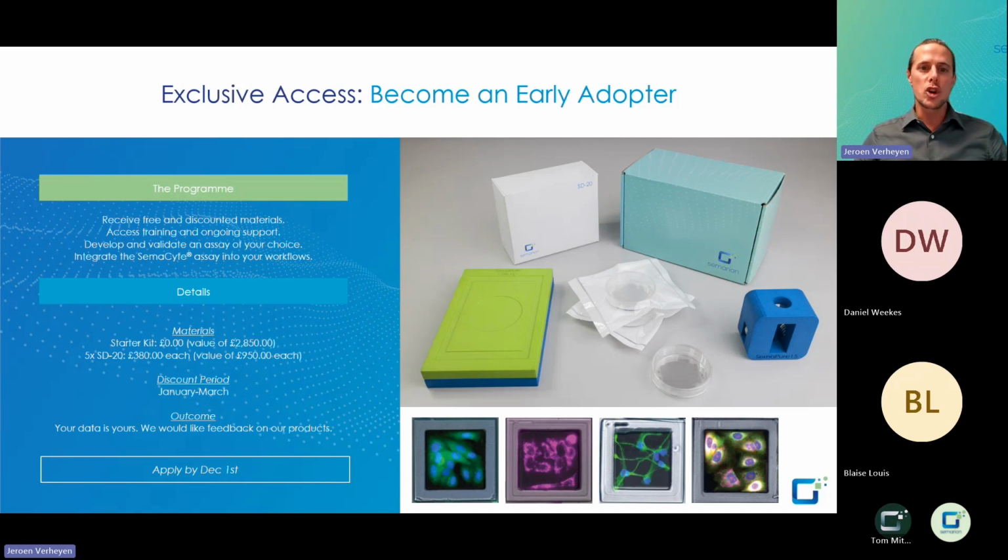Beyond the early adopter program, we are also setting up collaborations and joint development projects. This is specifically for some more complex work, for example, using the multiplexing. One example is we're setting up an arrayed CRISPR screening workflow using the multiplexing with a collaborator. So if there are more complex things you want to use the SemaCytes for, feel free to reach out, and we could potentially also discuss a collaboration or anything like that.